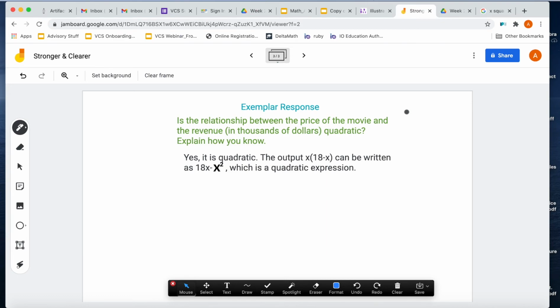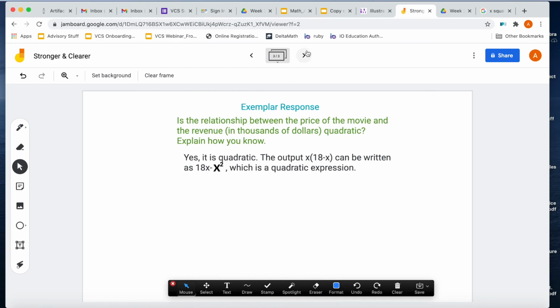A response that was both strong and clear. Yes, it is quadratic. The output x times the quantity 18 minus x can be written as 18x minus x squared, which is a quadratic expression. What makes this response clear? It's succinct. It has clear mathematical vocabulary. What makes it strong? They provided evidence. They showed the expression and said it was quadratic. They gave that example. Okay, so, and maybe that's something you ask everyone to do. Can you just give a reason? What makes this response both strong and clear?